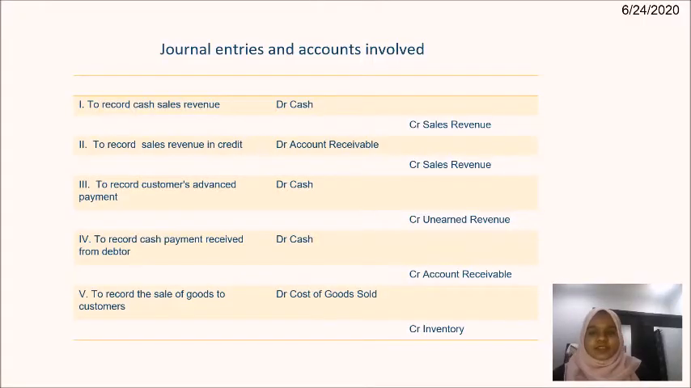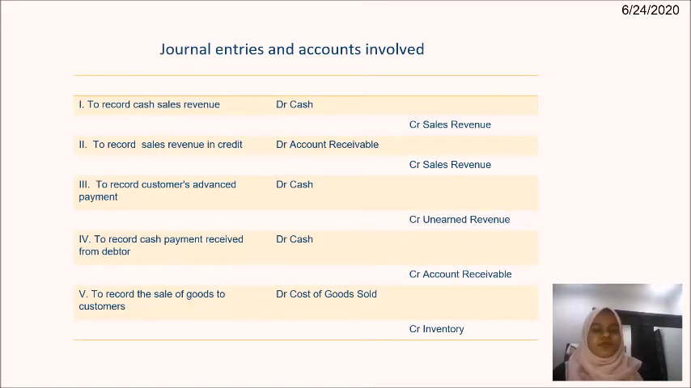Entries and accounts involved in recording revenue-related transactions. So firstly, we have to record cash sales revenue. We will debit our cash account and we will credit our sales revenue account. So number two, if we have to record sales revenue in credit, we will debit our account receivable account and we will credit our sales revenue account.